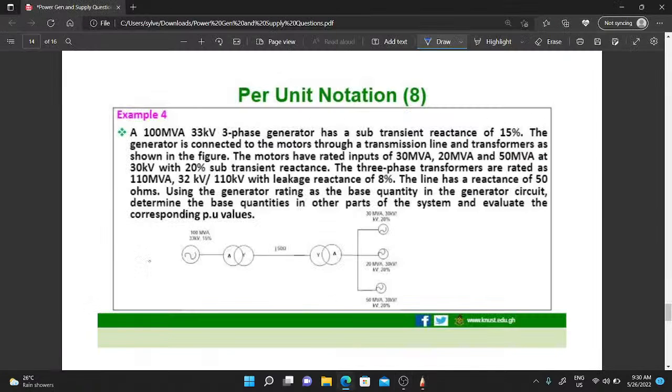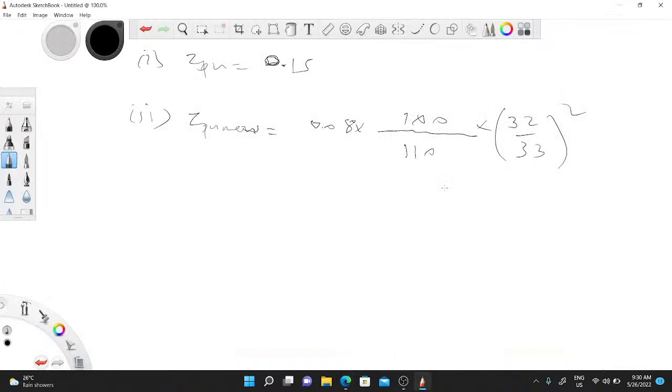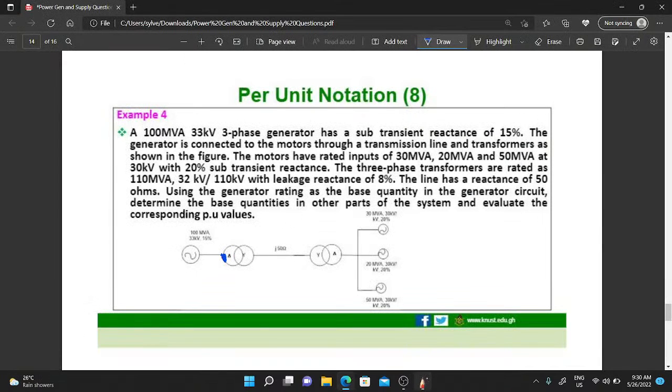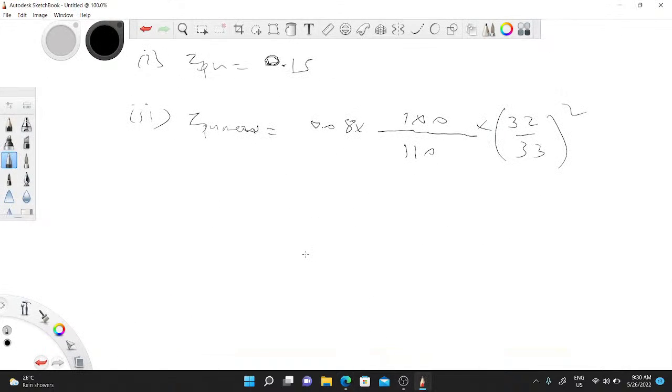So we are using this side, so we are finding here, referred to this side. That's what you get. If you punch in the values, you get your ZPU new to be equal to 0.06838 per unit.